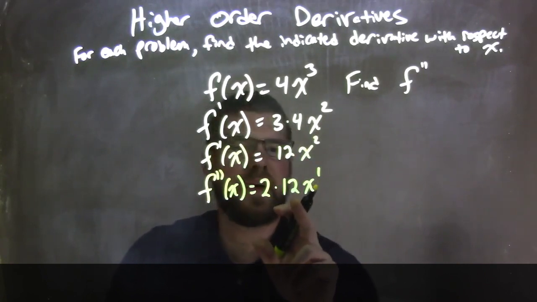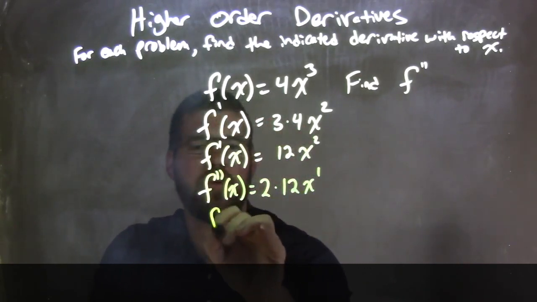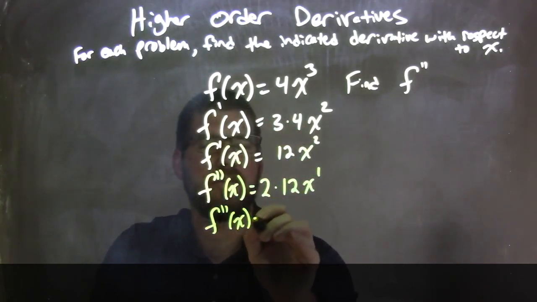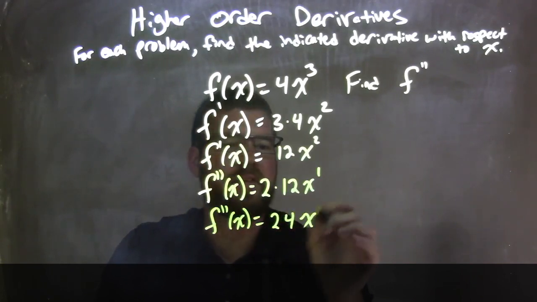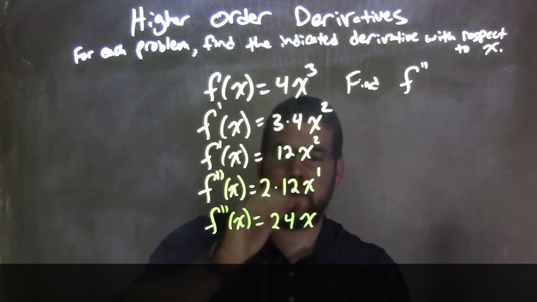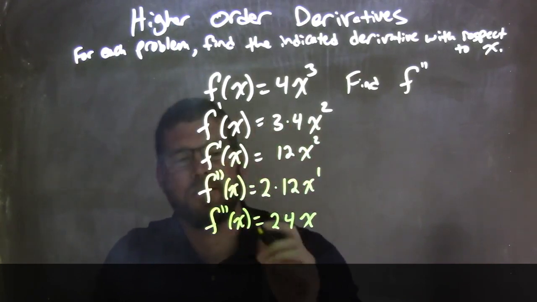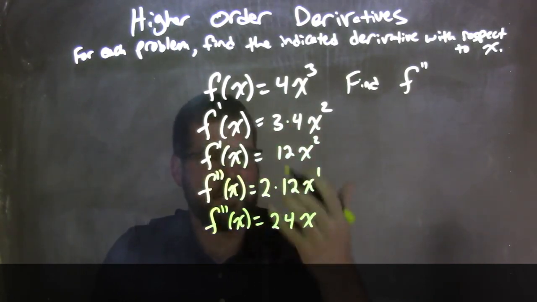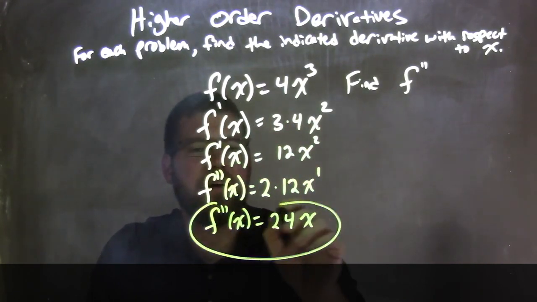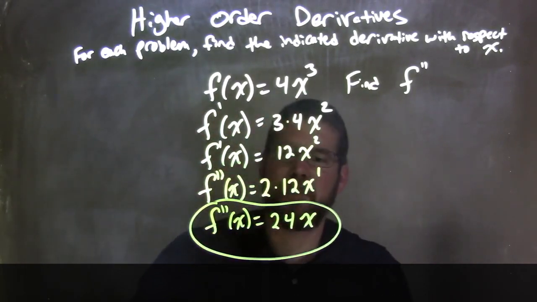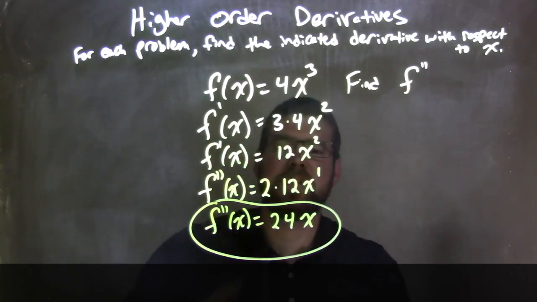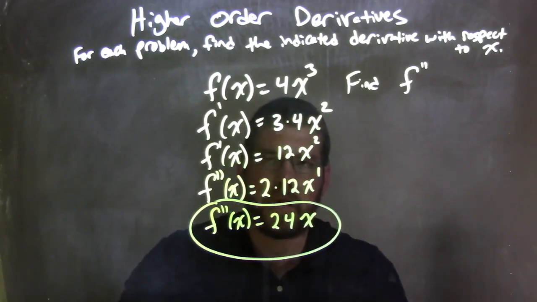So now multiply this out, simplify. 2 times 12 is 24. So f double prime of x is equal to 24x. And we don't really write the first power for it because that's not the proper way of doing it. We just know since there's 1x, it's just x to the first power. And there is our final answer. The second derivative of f of x is 24x.